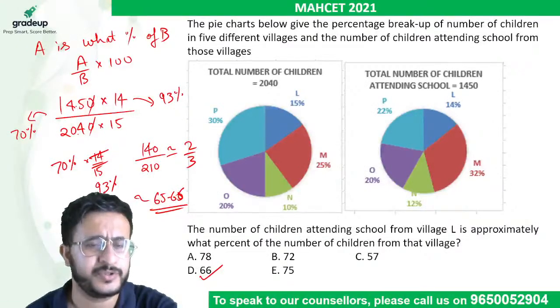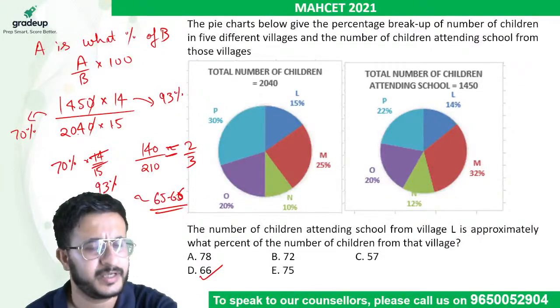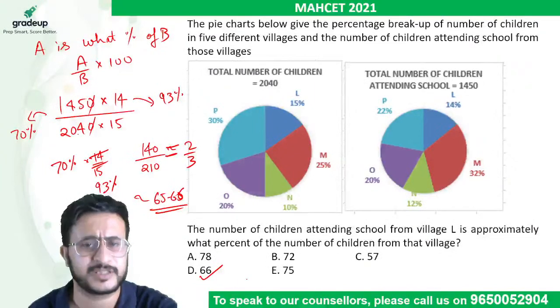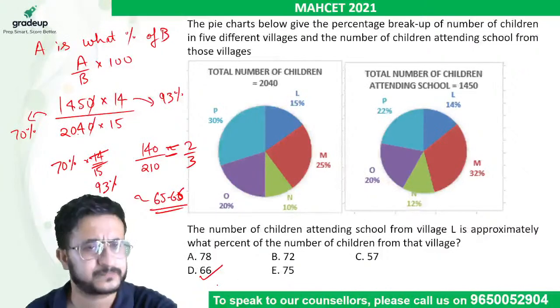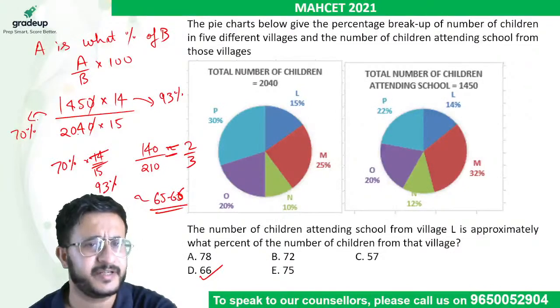Or the other way you can do it: we know that 140 by 200 is 2 by 3. Now this is slightly more than 2 by 3, this is slightly less than 1, so roughly you will get 2 by 3 from this. So approximately you can say it is 2 by 3 or 66%. You have to approximate, you do not have to calculate the exact value.